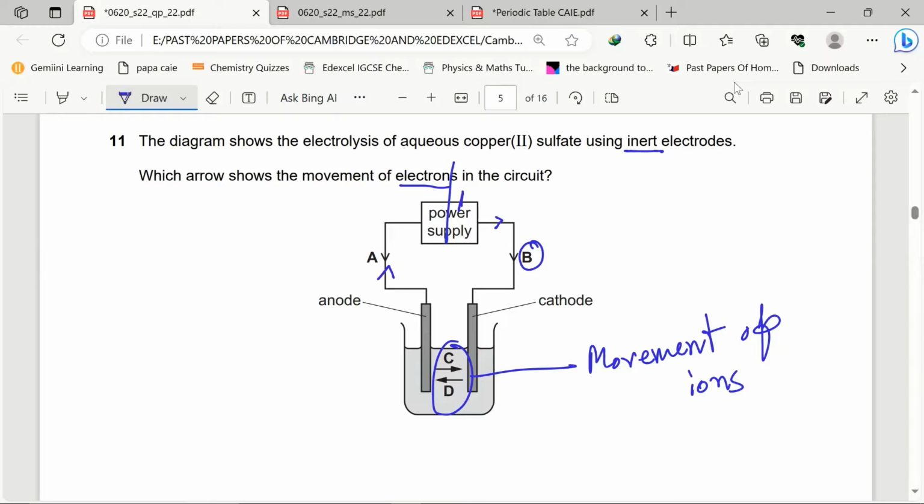Since this is the cathode, cathode is connected with the negative part of the battery, and anode is connected with the positive part of the battery, and electron flow starts from the negative part of the battery to the positive part. So that should be the thing. So B is the only correct answer.